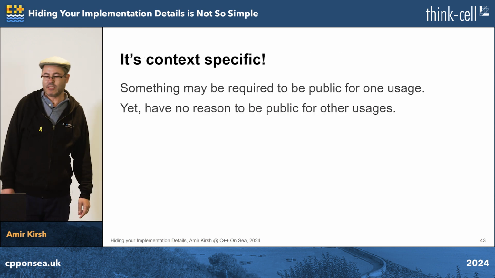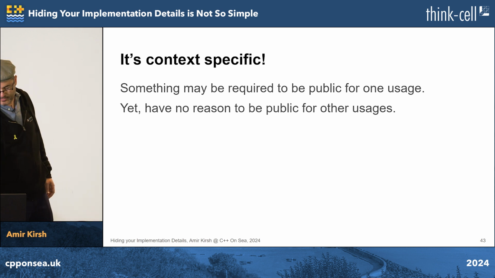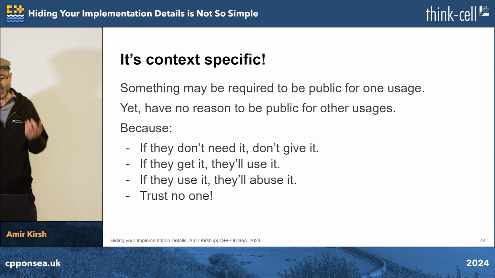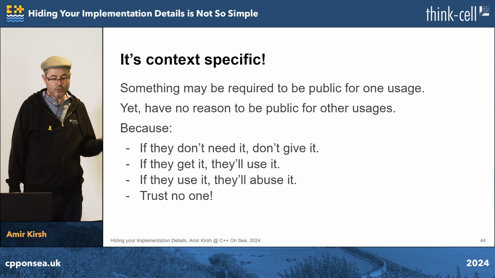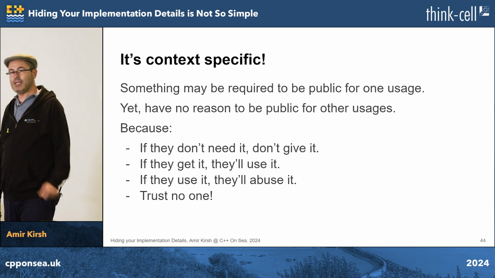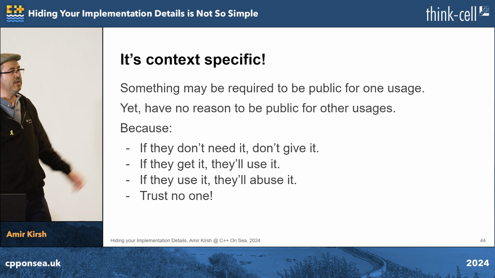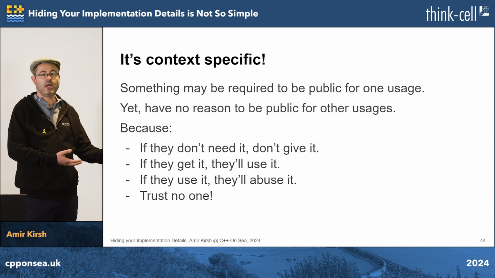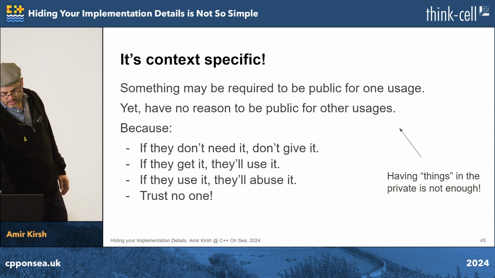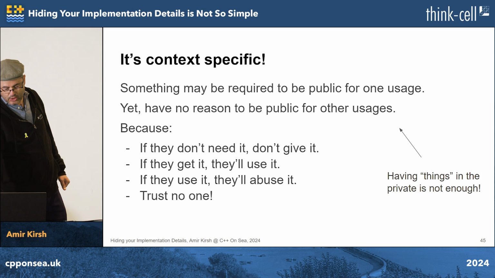So it is context specific. Something may be required to be public for one usage, yet have no reason to be public for other usages. Because if they don't need it, don't give it. If they get it, they will use it. If they use it, they will abuse it. And you should trust no one. You got something. Okay, let's do something with it. No, no, no, you shouldn't call this. But it's in the public API. No, but not for you. How can I know? It's in the documentation. I didn't read it. It was not there when I got it. Having things in the private is not enough.